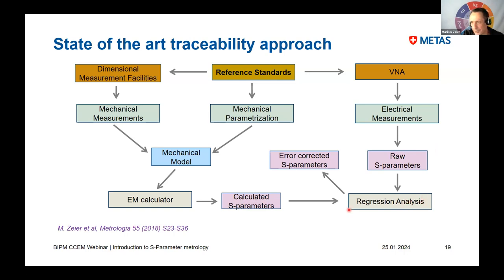And at the end, you do a regression analysis where you basically mix the raw S parameters and the calculated S parameters to arrive at the final error corrected or optimized S parameters.